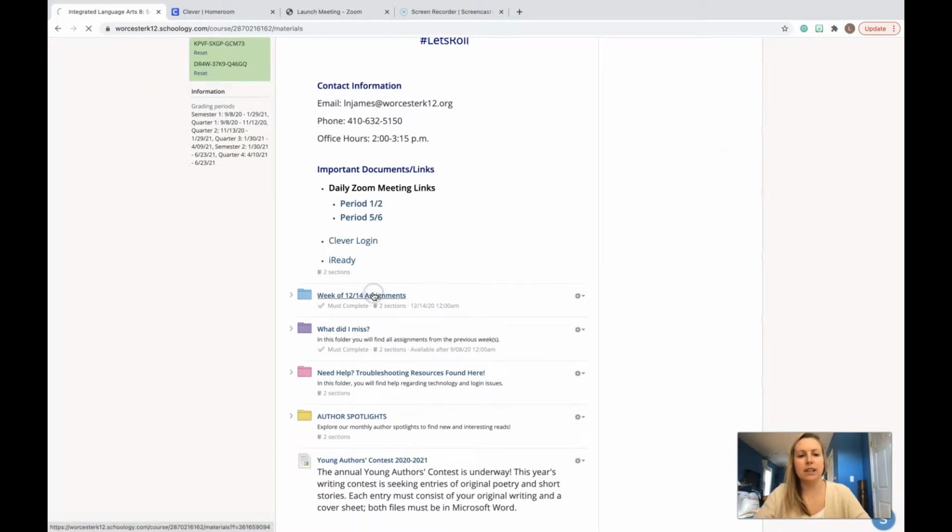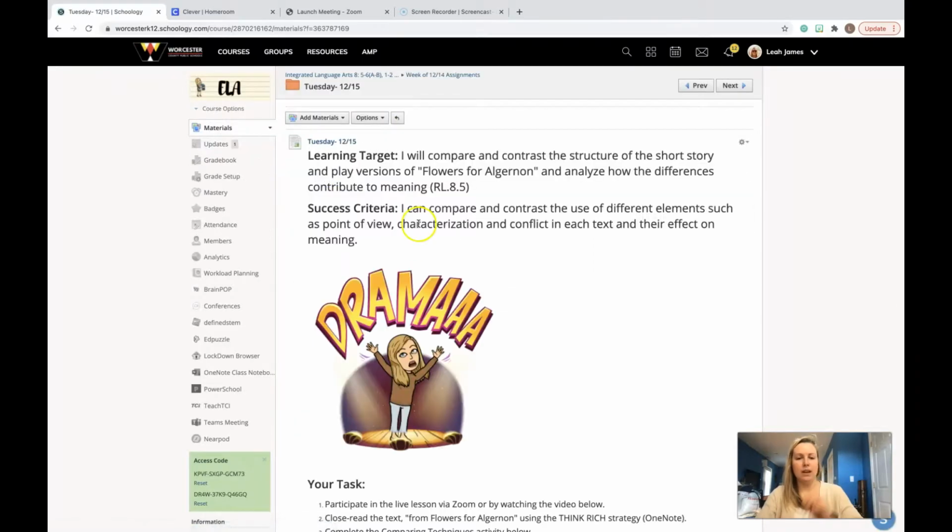Under today's assignments, you will see that we're comparing and contrasting the structure of our short story Flowers for Algernon and then the play version Flowers for Algernon. And we're analyzing the differences and what they contribute to each particular story's meaning. So we're going to compare and contrast the different elements used in each structure, such as point of view, characterization, and conflict. And then again, the effect that they have on the meaning of the text.